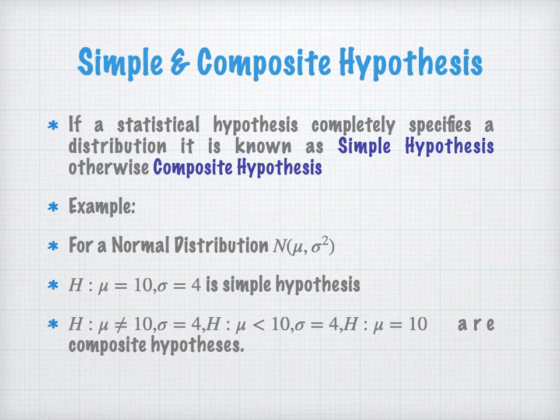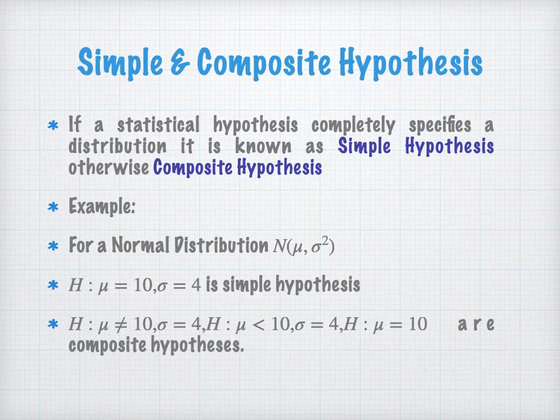So if we are defining a hypothesis that is a simple hypothesis, then we must be given the mean mu and the variance sigma square. The value for sigma and the value for mean must be known by the hypothesis. So only then will that hypothesis be a simple hypothesis.